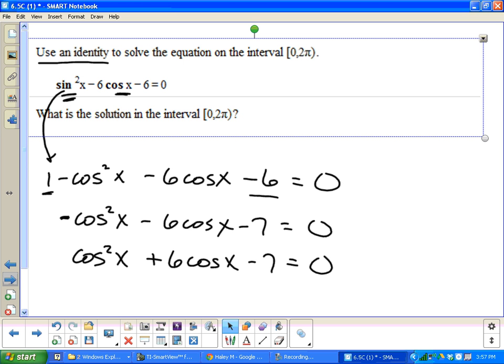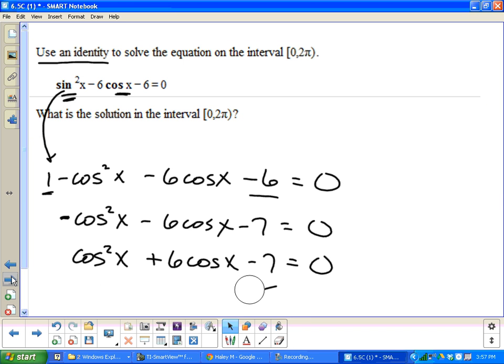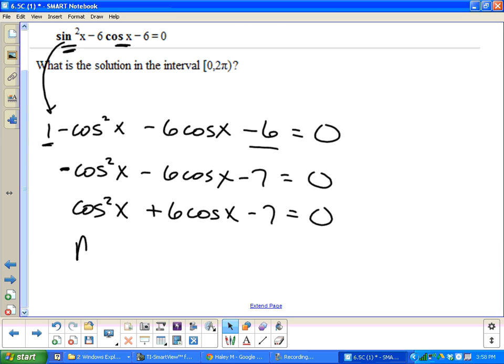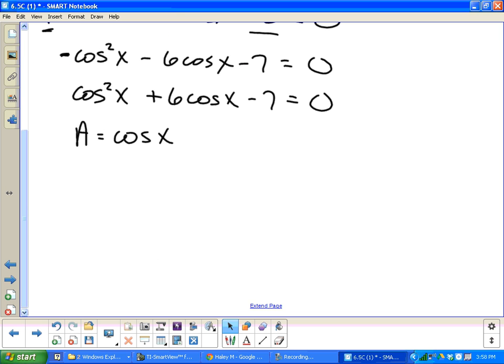So right there again, I've got this quadratic form of x squared, x, and then my constant. So I'm going to use that substitution idea and let a be equal to cosine x. And that way it'll be a lot easier to solve. So now I would get a squared plus 6a minus 7 equals 0. And so now factors of 7 that subtract to give me 6 would be 7 and 1.